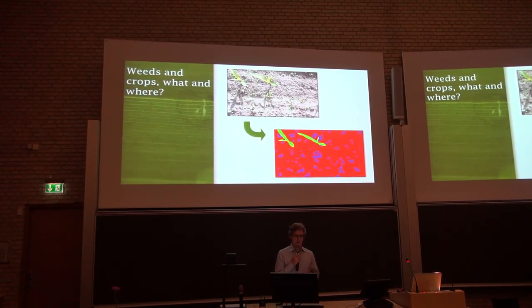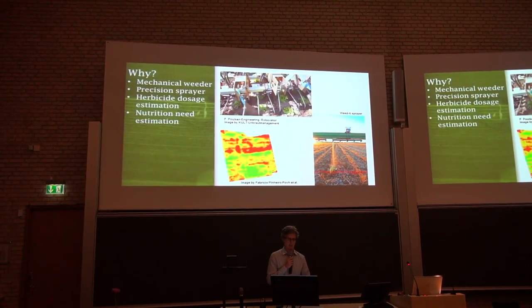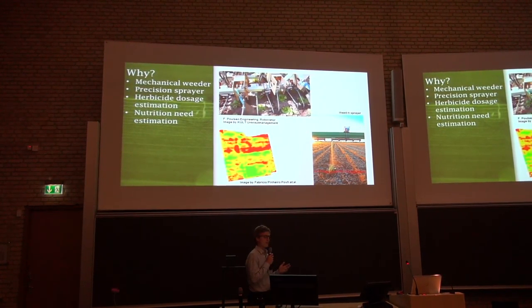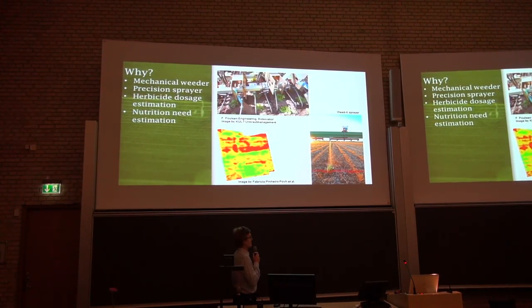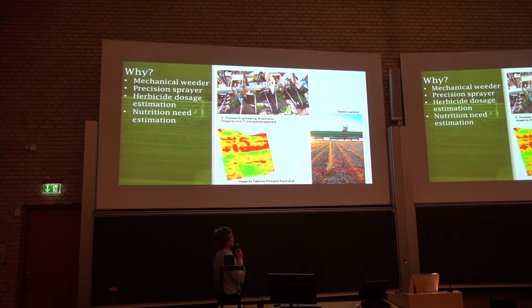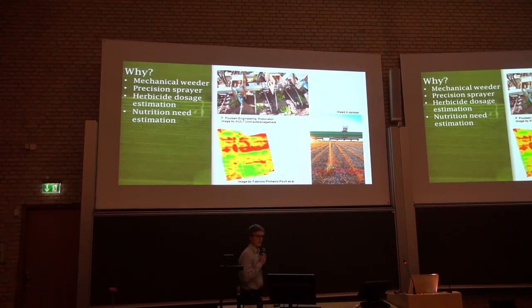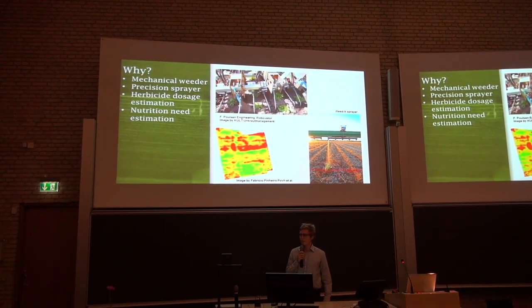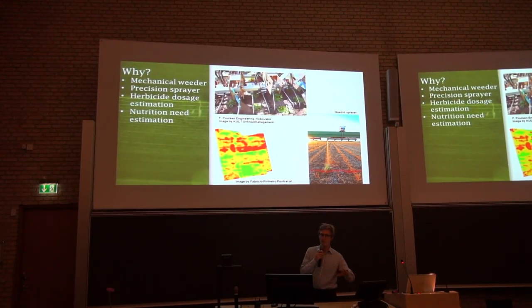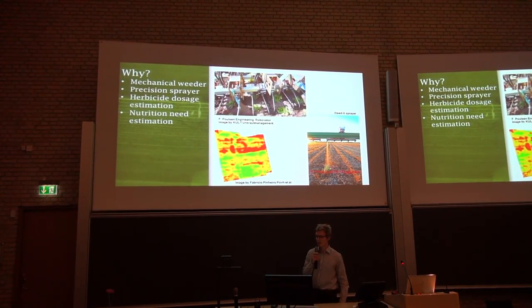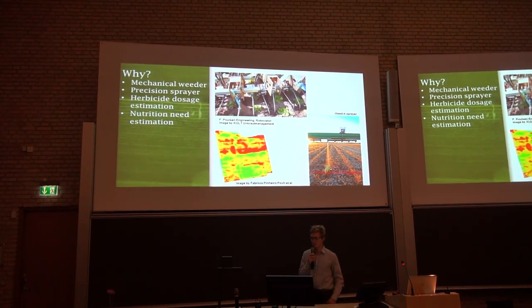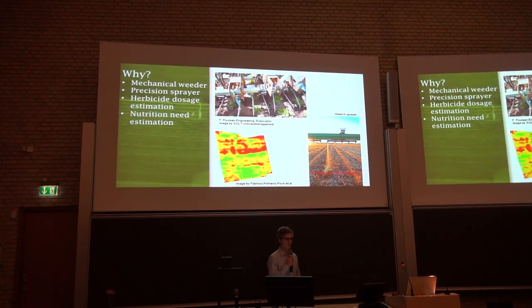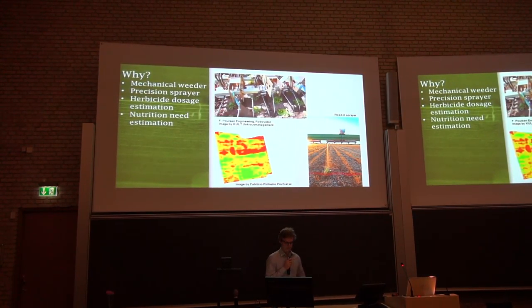The reason why we want to do this is that for some precision agricultural machinery, it is very important to know the exact position of your weeds and your crops. So for instance, for the mechanical weeder or for the precision sprayer. But it can also be used to estimate the weed infestation level so that you know in which part of the field you have a high weed pressure, or it could be used to determine the sizes of your crops so that you know how to distribute your nutrients for this field.